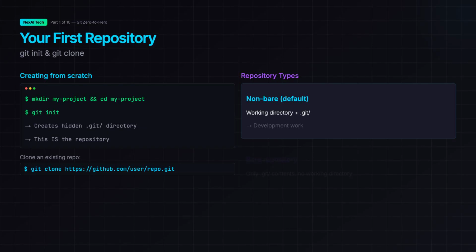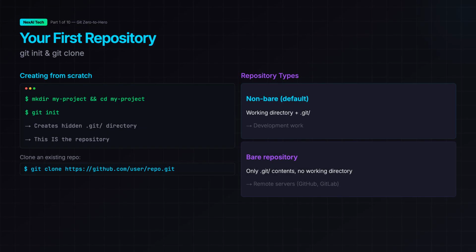There are 2 types of repositories. Non-bare repos have a working directory plus .git, which is what you use for development. Bare repos contain only the .git contents with no working directory. These are used on servers like GitHub and GitLab.